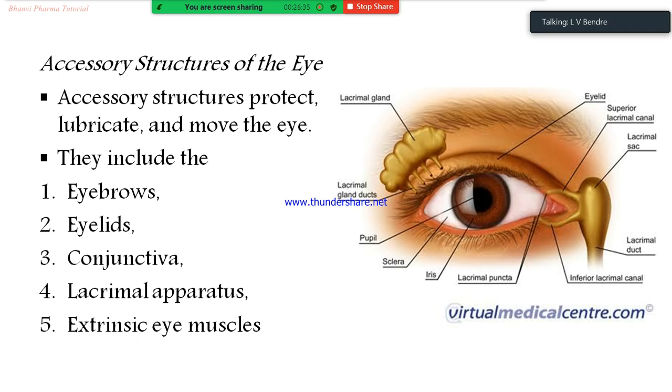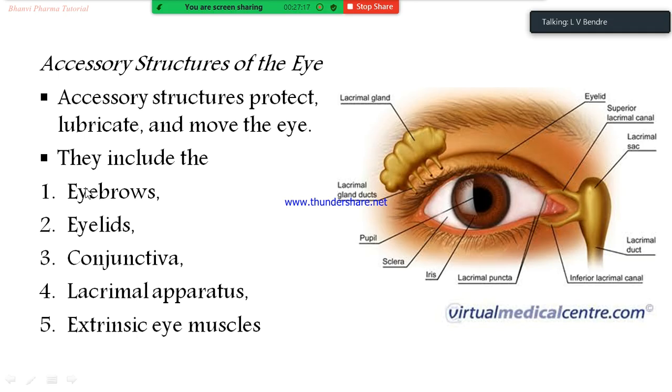The accessory structures of the eye protect, lubricate and move the eyeball. Whenever you move the eye or close your eyelid, these accessory structures protect and lubricate the eye and move it. They include the eyebrow, the eyelid, the conjunctiva, the lacrimal apparatus, and the extrinsic eye muscles.